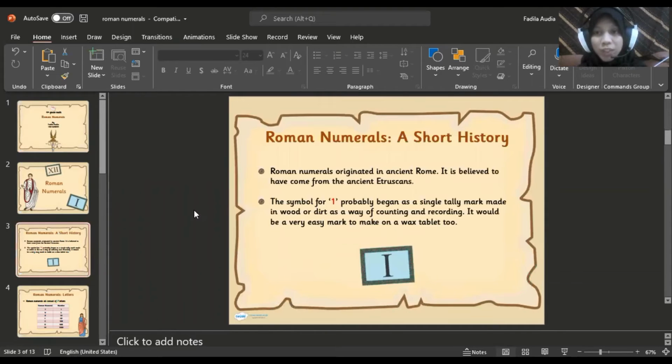Okay, a short history about Roman numerals. Roman numerals originate in ancient Rome. It is believed to have come from the ancient Etruscans. The symbol for one probably began as a single tally mark made in wood or dirt as a way of counting and recording. It would be a very easy mark to make on a wax tablet too. As you can see on the bottom of the slide, this is the symbol for one.